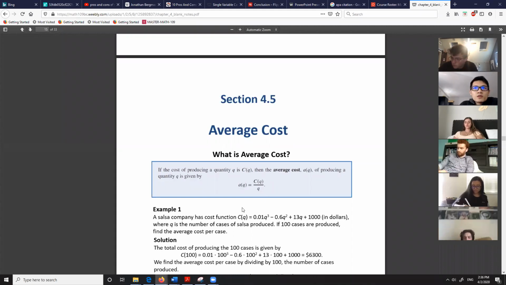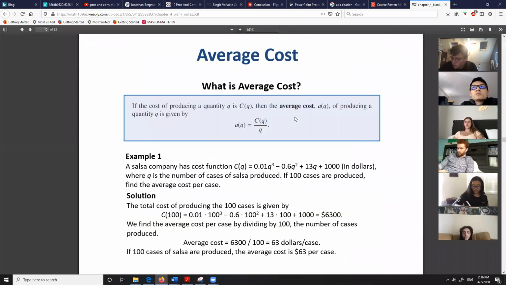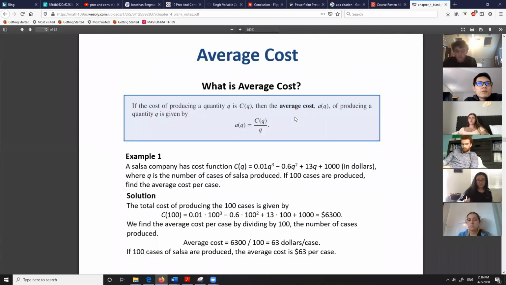Now let's go over this example. The company has the cost function C of Q equal to this expression, where Q is the number of cases of salsa produced. If 100 cases are produced, find the average cost per case. So they ask you to find the average cost, which is A of Q, where A stands for the average cost. A of Q is given as C of Q divided by Q, and Q in this case is 100 cases.